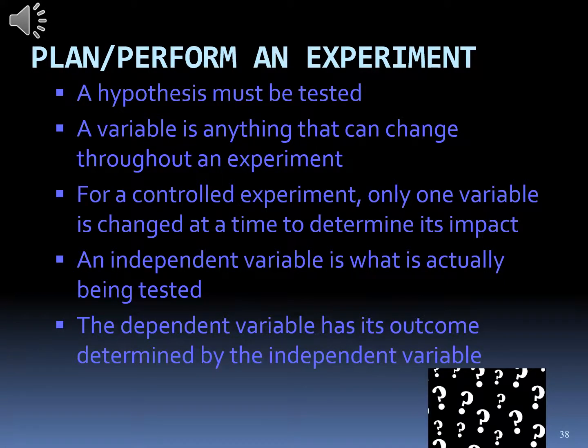So after you've developed that hypothesis, you go on to the planning stage. So you'll plan the experiment, then perform the experiment to test that hypothesis. When testing a hypothesis, your experiment will inevitably involve variables. A variable is anything that can change throughout an experiment.